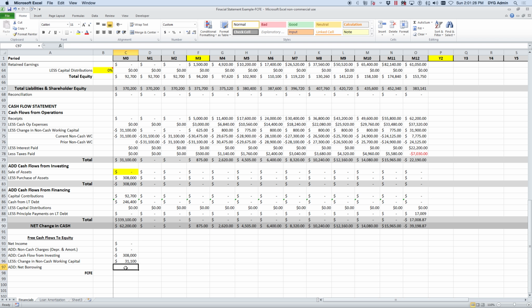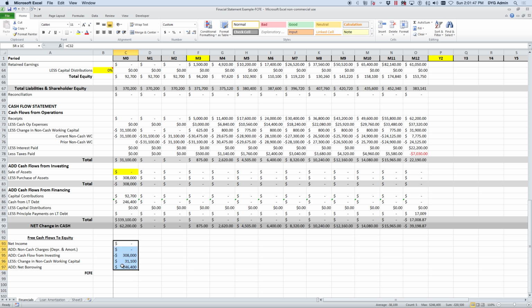Okay, and then we're going to add back net borrowing. And that is equal to the amount that we've raised from long-term debt minus the principal that we've paid on long-term debt. So we got all of that. Now I'm going to do one other thing.